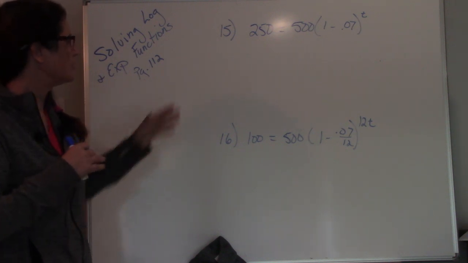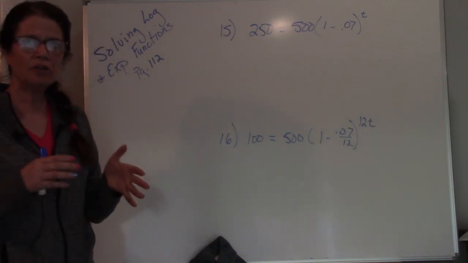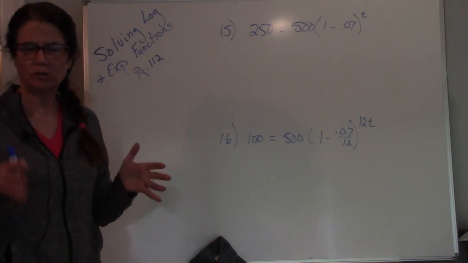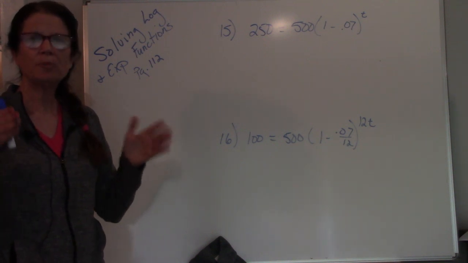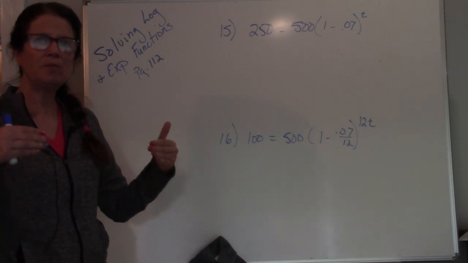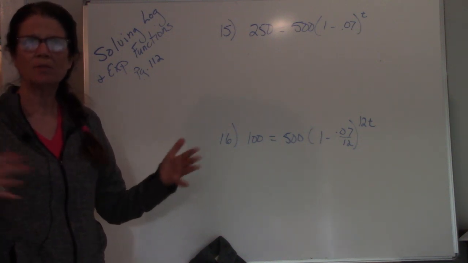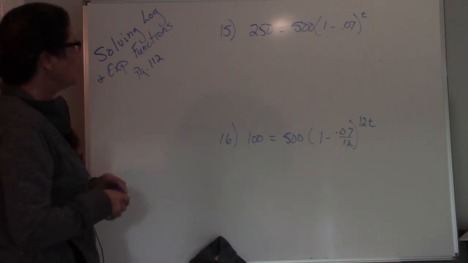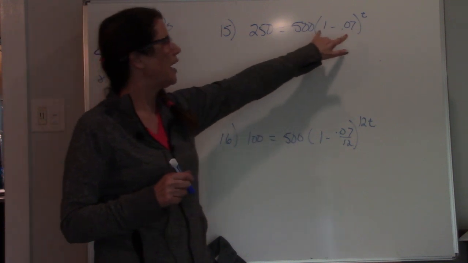In this case, you notice there's no e, but natural logs and regular logarithmic functions, or common logs, are both functions, so they're operations. As long as you do the same thing to both sides of the equal sign, you can actually solve. So first things first, this is number 15 on page 112. First things first is you want to isolate.